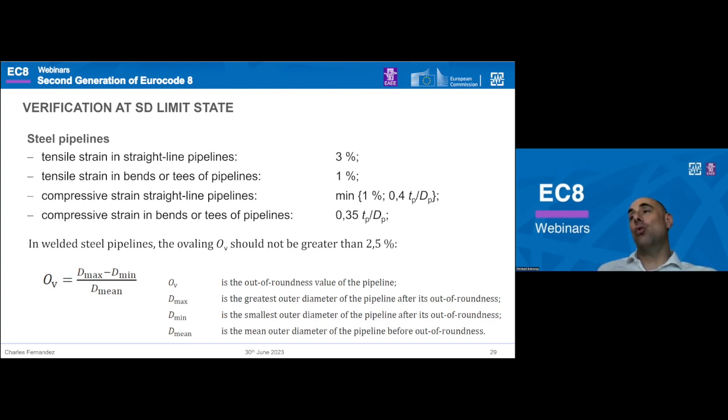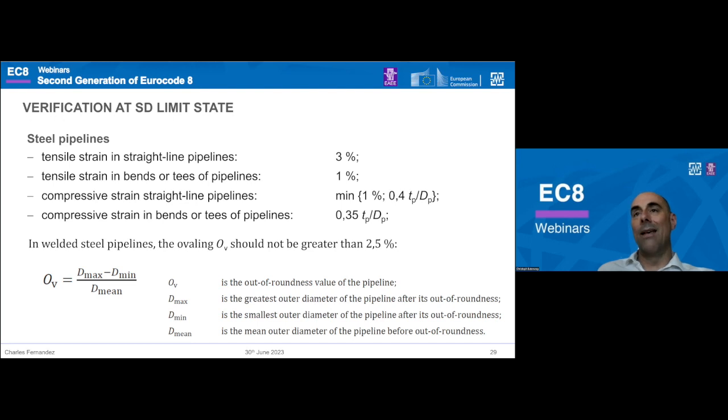So why do we differentiate between these two different parts of the pipeline? Within the bends, we sometimes also have some problems with compression. And so the compression can lead to buckling, to local buckling, and local buckling is always a problem that we have to consider, and therefore the threshold is quite different.